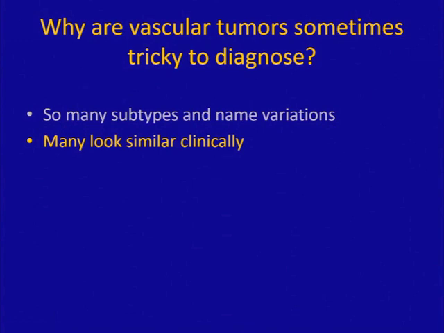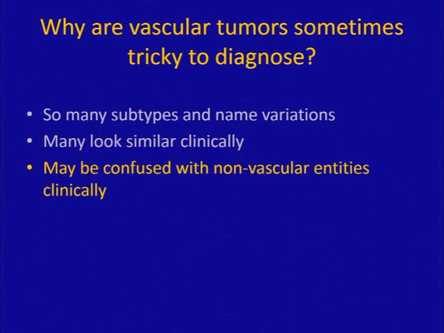And then also on a clinical level, many of these vascular lesions look similar. They look like a red raised lesion or a purple violaceous raised lesion. And so that complicates things a bit. Clinically, you can confuse vascular lesions with non-vascular lesions. I see sometimes hemangiomas or different vascular things sent in where the clinician thought maybe it was a pigmented lesion, like a melanocytic lesion or a melanoma.